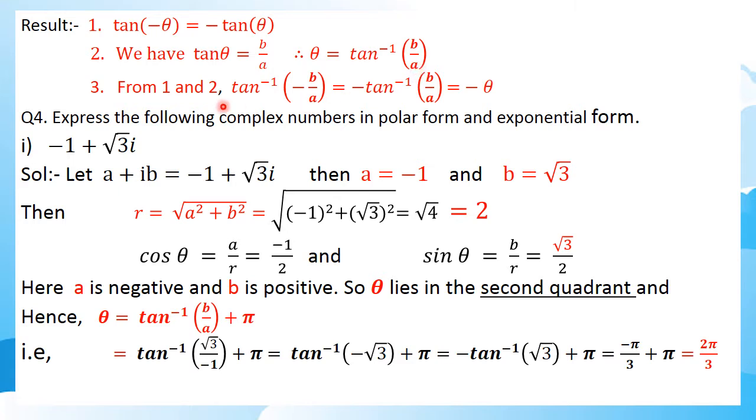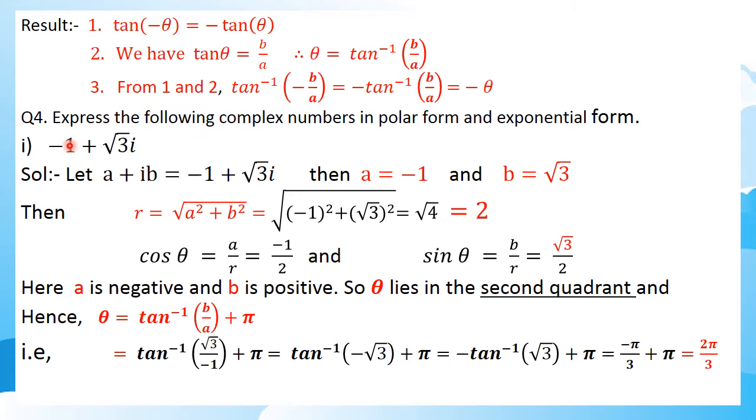Now from 1 and 2 we can understand that tan inverse minus b upon a is equal to minus tan inverse b upon a, because if you take tan minus theta, here it will be minus tan theta, and minus b upon a you will get. So tan inverse minus b upon a is equal to minus tan inverse b upon a, which is equal to minus theta. And we can use this property to solve the next sums.